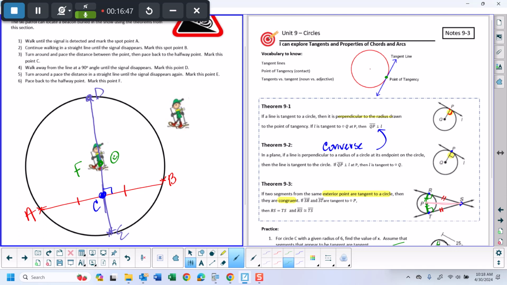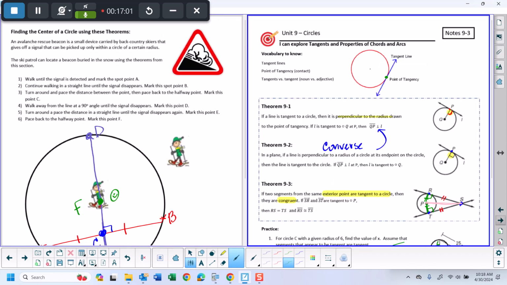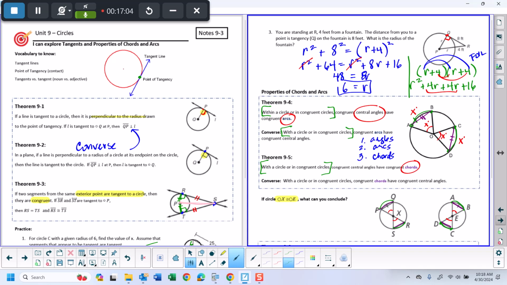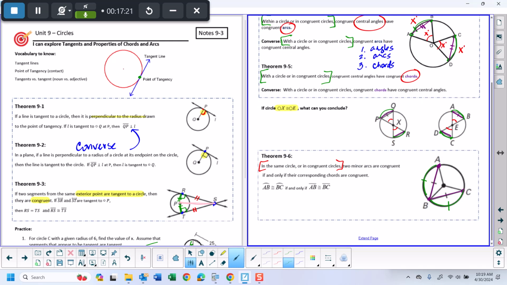All right, last time we talked about these properties of tangents and chords. So I want you to scan your eyes over and think about what kind of problems we end up with. Anytime we have a relationship that's perpendicular, get yourself ready for some right triangles and Pythagoras. And then we talked about the properties of chords and arcs, that relationship between the central angles, the chords, and the arcs when it comes to their measures.